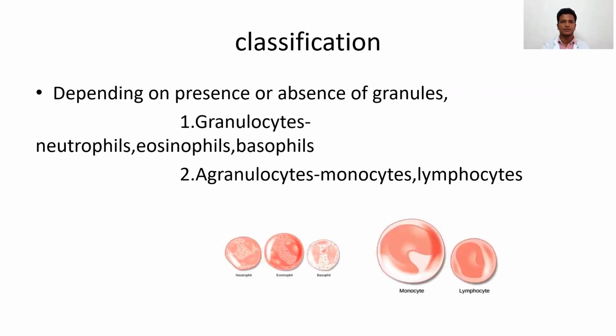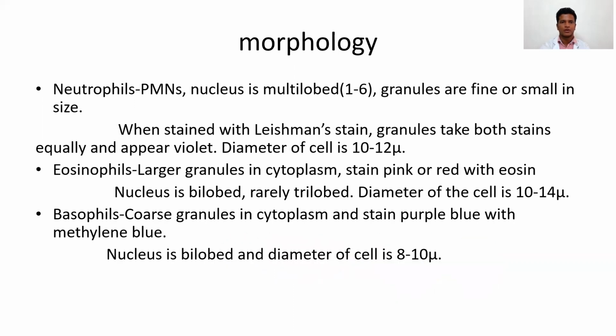Classification of WBCs: depending upon the presence or absence of granules, they are divided into granulocytes and agranulocytes. Granulocytes include neutrophils, eosinophils, and basophils. Agranulocytes include monocytes and lymphocytes.